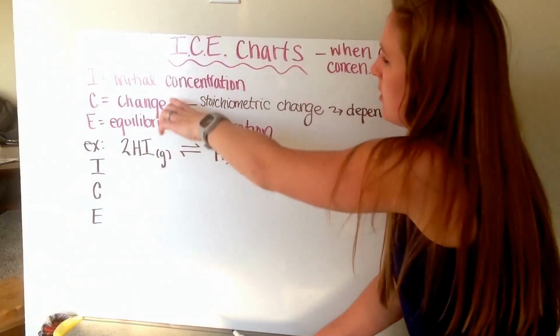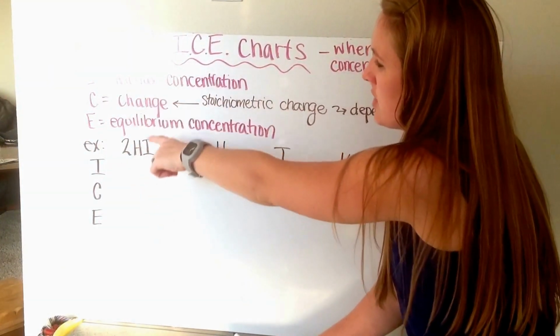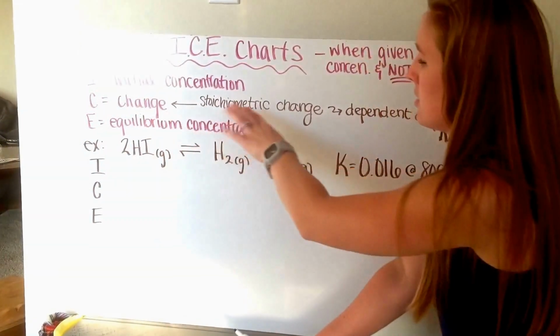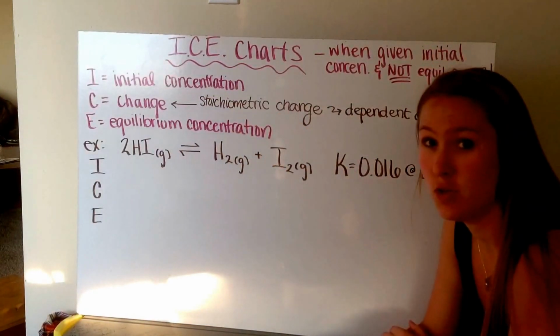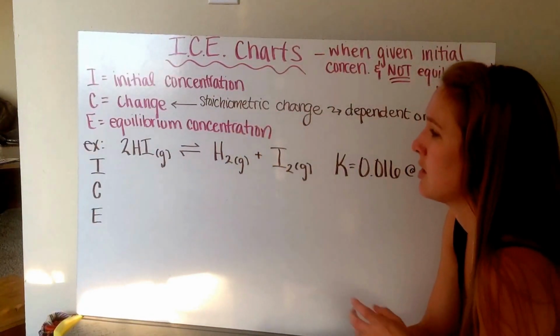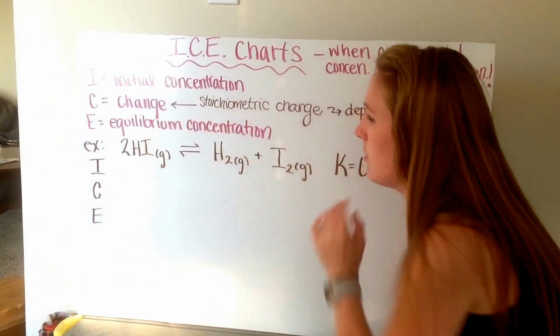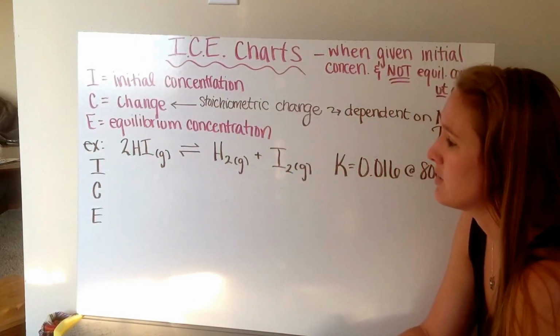ICE stands for I for initial concentration. C is for change, and this is a stoichiometric change that is dependent upon the mole ratio given to you in the balanced chemical reaction. E stands for your equilibrium concentration, which is what we're trying to find.